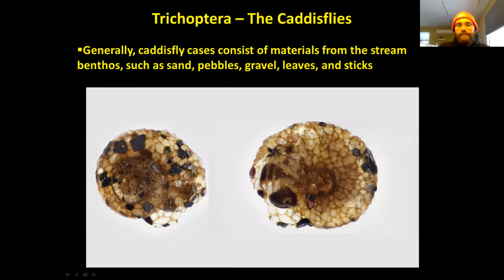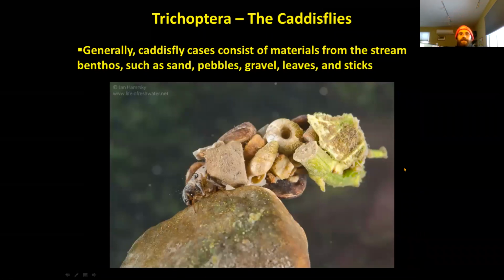So the caddisfly ends up taking pebbles and forming a snail shell, and you can see it protrudes out from the side there like that. Of course, sometimes, why end up making a snail shell using pebbles and stuff when you can just go around and find leftover shells that are going to be on the bottom and just piece them onto your case and just do that instead. So some caddisflies will literally just take whatever they can find and piece it together into a case.